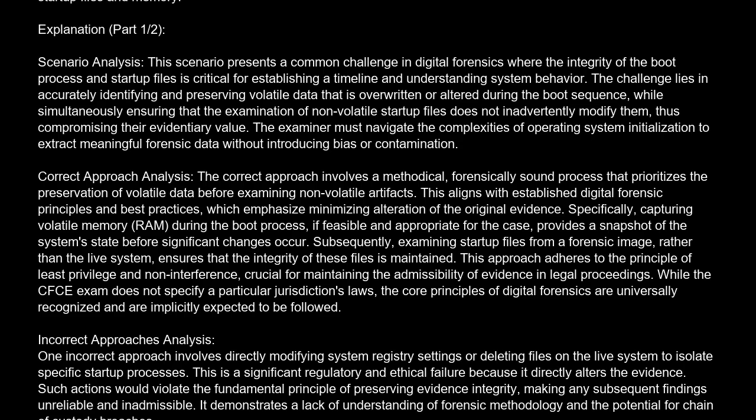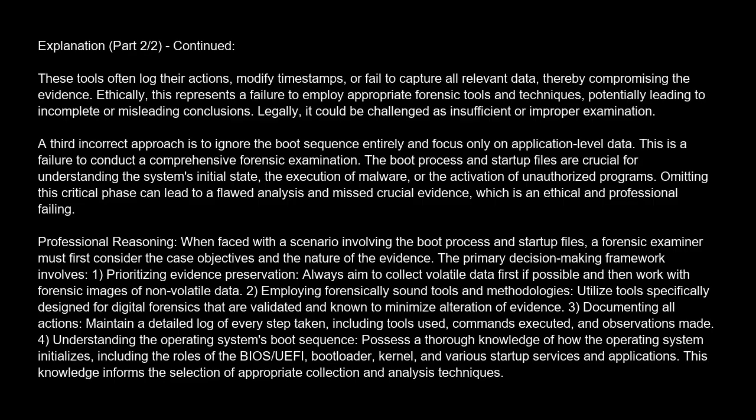Another incorrect approach is to rely solely on user-level tools or standard operating system utilities that are not designed for forensic examination. These tools often log their actions, modify timestamps, or fail to capture all relevant data, thereby compromising the evidence. Ethically, this represents a failure to employ appropriate forensic tools and techniques, potentially leading to incomplete or misleading conclusions. Legally, it could be challenged as insufficient or improper examination.